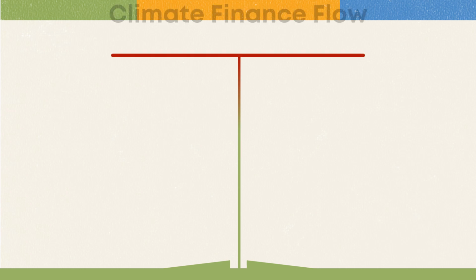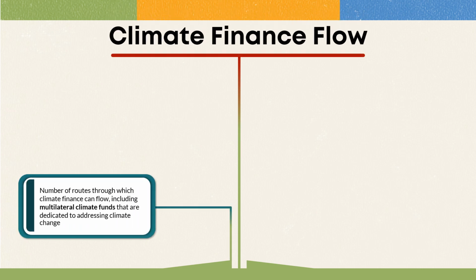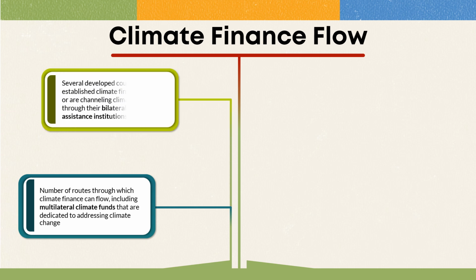Climate finance is accessible via numerous avenues, including dedicated multilateral climate funds to tackle climate change. Several developed nations have initiated climate finance schemes or directed climate-related financial support through their established bilateral development aid organizations. Examples include the International Climate Initiative, IKI, funded by the German government to support climate and biodiversity projects globally, and Norway's International Climate and Forest Initiative.